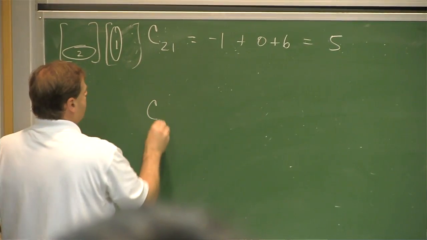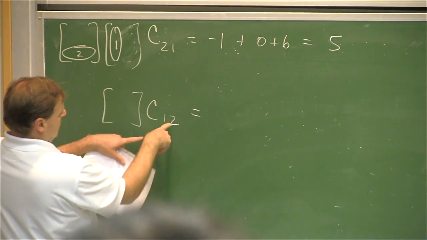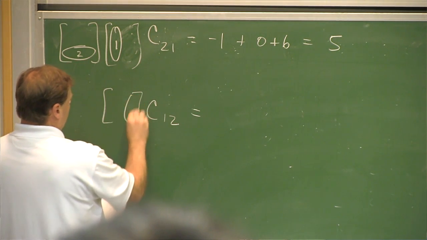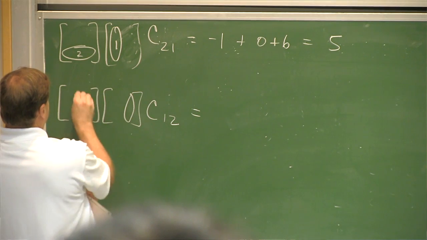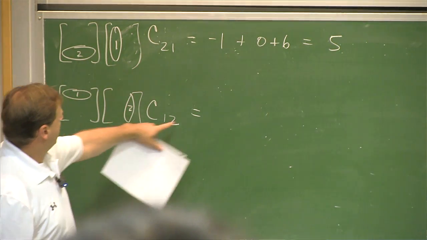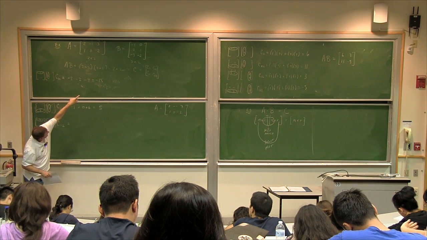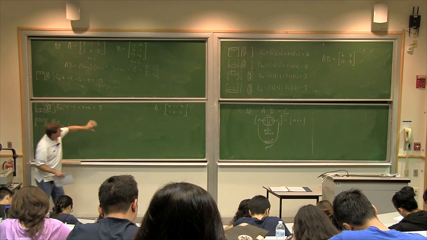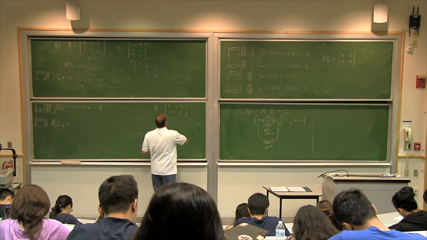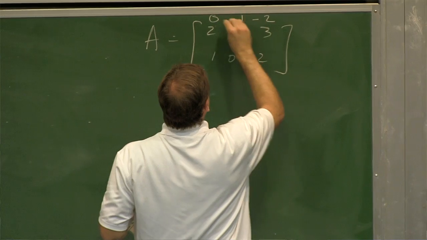Okay, so now we're moving on. We're going to do C12. That's going to correspond to the second column with the first row. And I'm going to match up. So now I take the second column over there, that's 0, 1, -2. And I match it up right here with these rows. So 0, 1, -2.